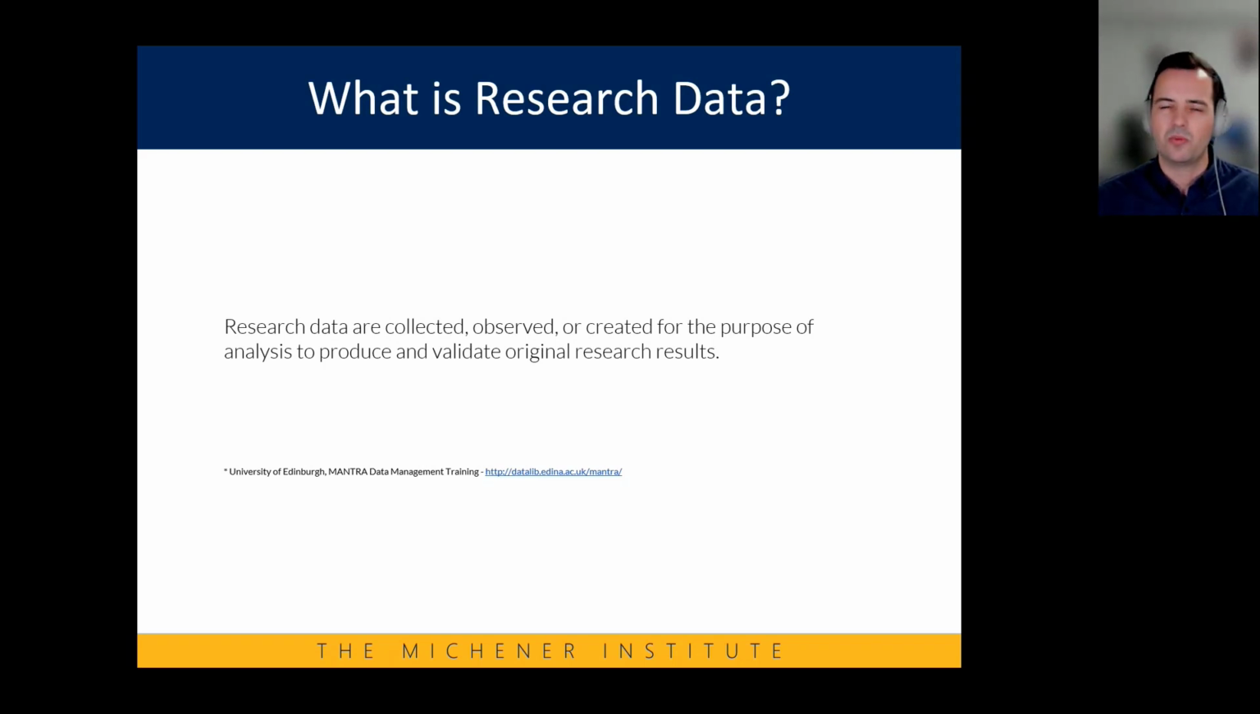So what is research data? What is this stuff that we're talking about? Research data are collected, observed, or created for the purpose of analysis to produce and validate original research results. It's the stuff that proves your point. When you write a research paper, you are using your research data to back up your point. And what's really important is that if someone comes along and says, wait, I don't understand, can you show me your data? Research data management allows you to do that in a more structured, organized, and accessible way, because that is a question that's happening more and more now.